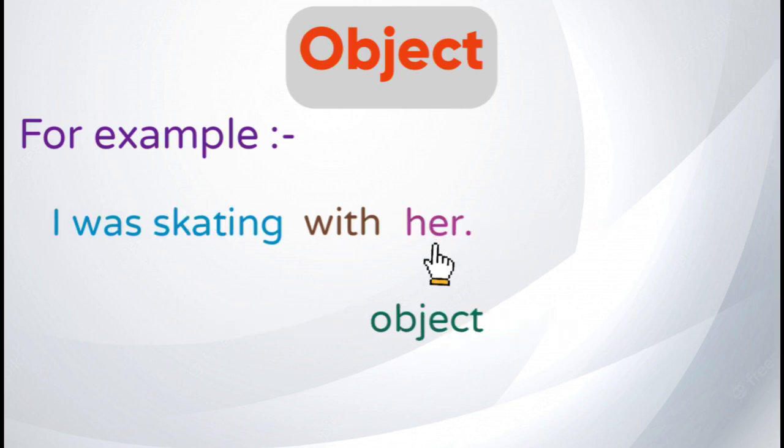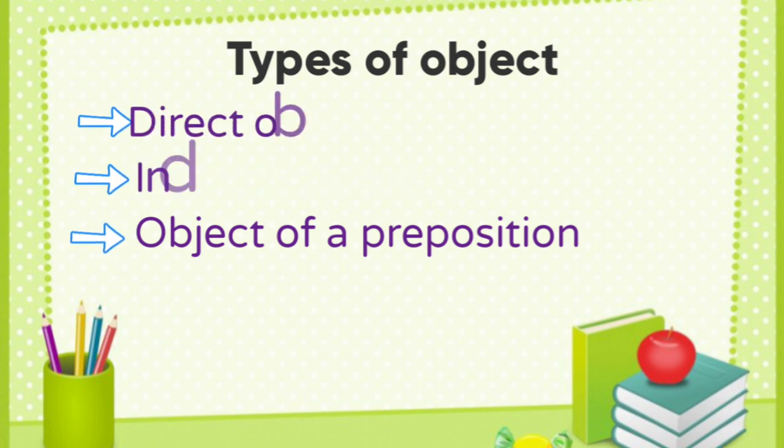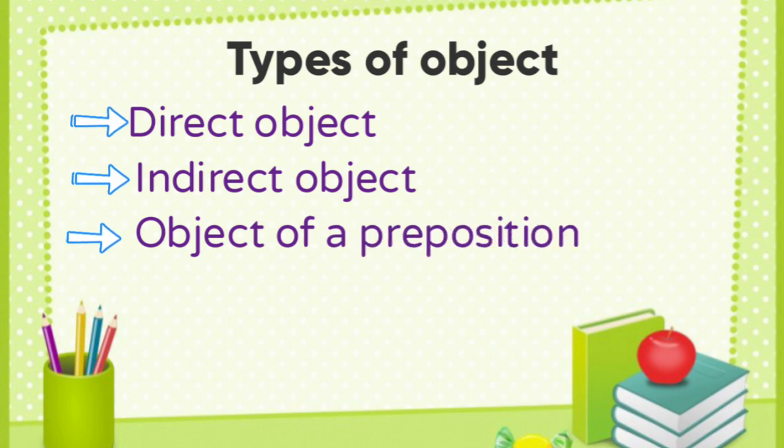Let's have a look at one more example. I was skating with her. Here, her is an object. I was skating with whom? Her. So an object can also be a pronoun. Now we are going to study types of object. There are three types of object. We are going to cover direct object, indirect object, and object of a preposition.